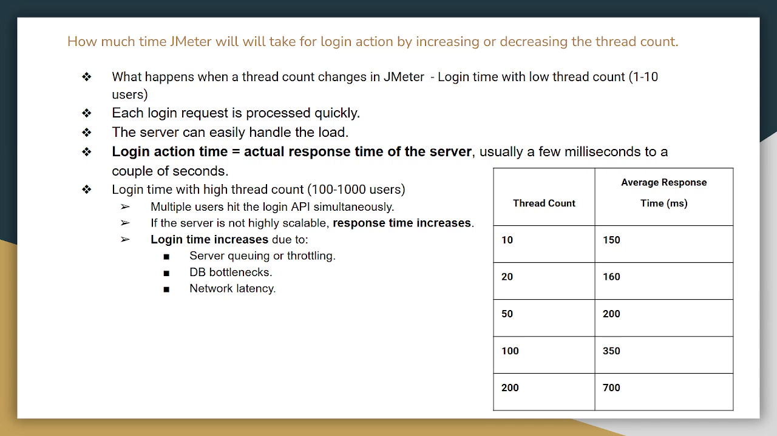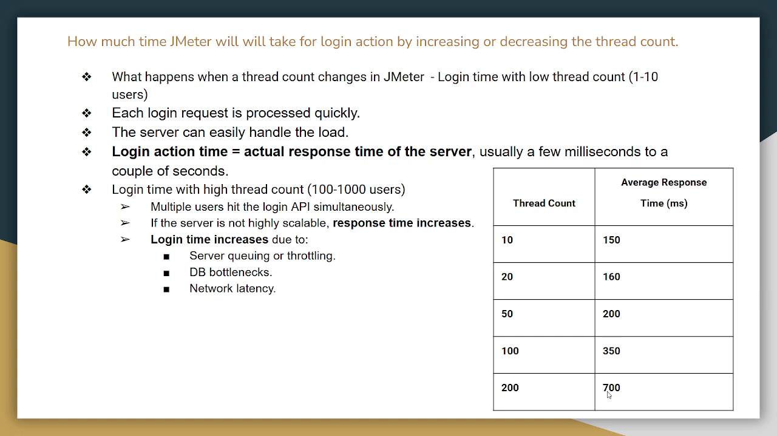So these are some of the reasons why your login time will increase or decrease with the thread count. It depends on server performance, database speed, network latency, thread ramp up time, think time or timers. Here you can see that with a thread count of 10, the response time is 150 milliseconds. But the moment your thread count goes up, it comes to 700 milliseconds, so close to 1 second.